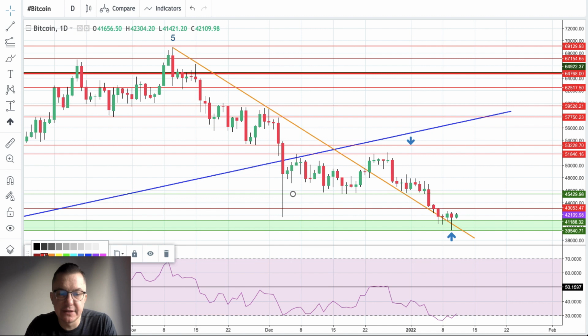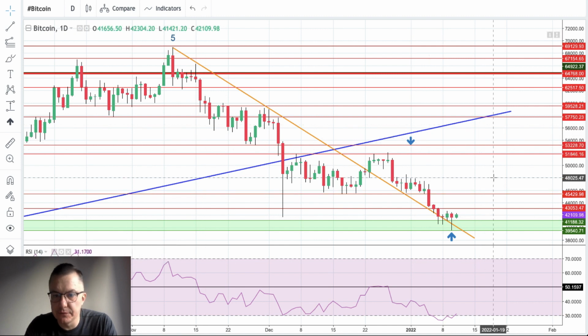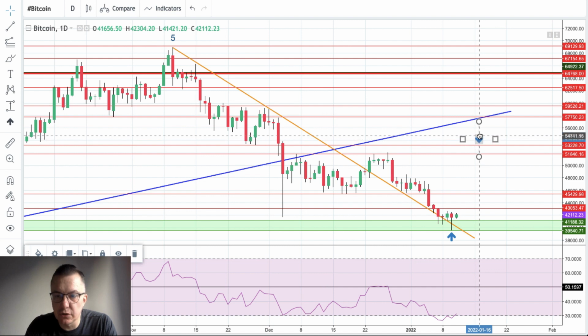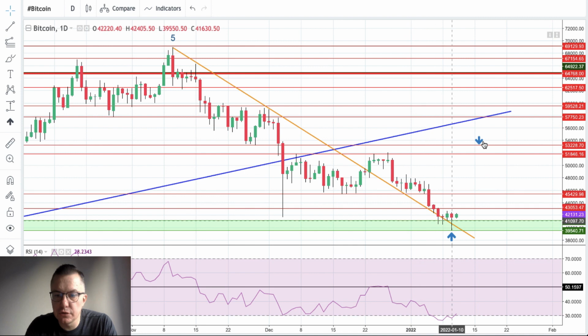And as far as I can see from this chart, we can still, of course, test this trend line again, but we need to break above $43,053. That's the first local technical resistance, and then, of course, 45,429. That's the second one. The key technical resistance in the short term is located at 51,846 and 53,228. Without a breakout above this level, we should go way lower.